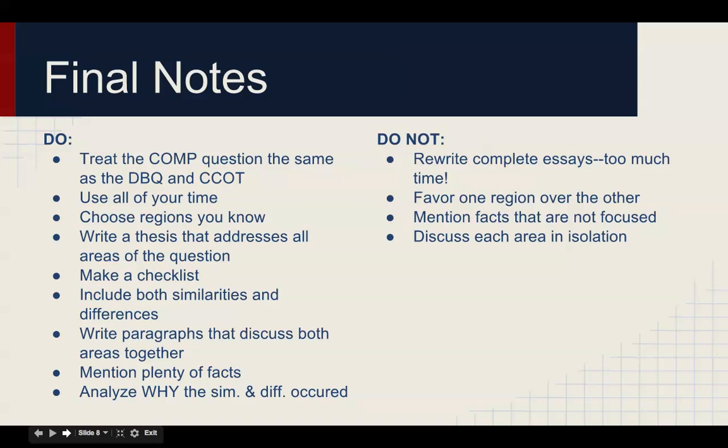Don't mention facts that aren't focused. If we're talking about trade, don't somehow mention religion off to the side if it does not have a bearing on trade. And don't discuss each area in isolation. You don't want a paragraph on Egypt and then a paragraph on Mesopotamia, or a paragraph on the Romans and a paragraph on the Chinese. You want to incorporate them together. You want to write paragraphs that discuss both areas together. That makes for a stronger essay.